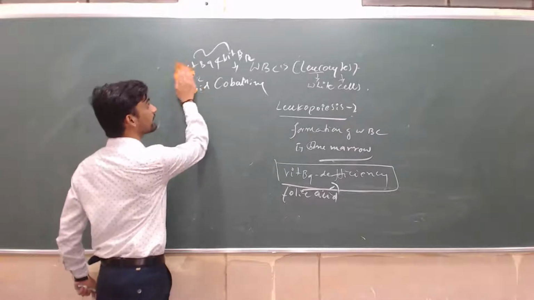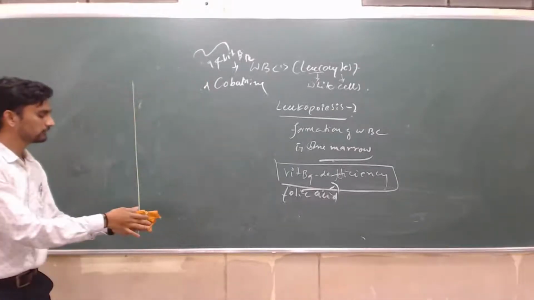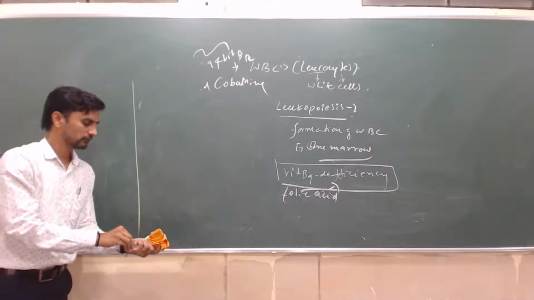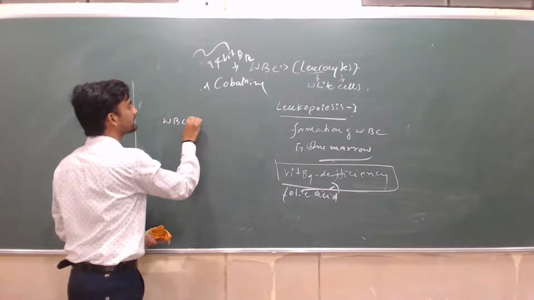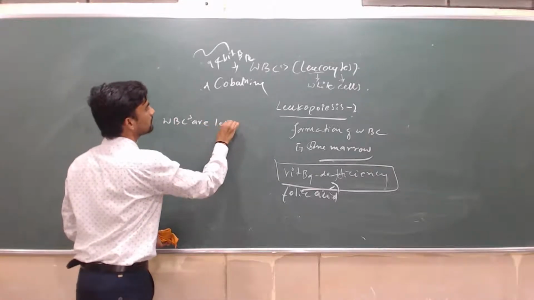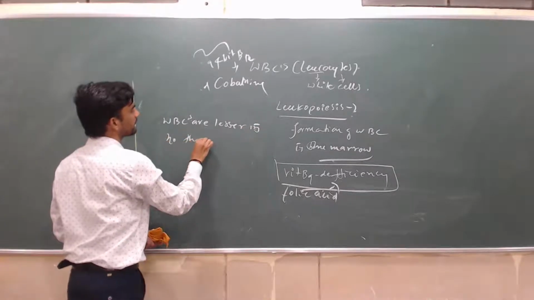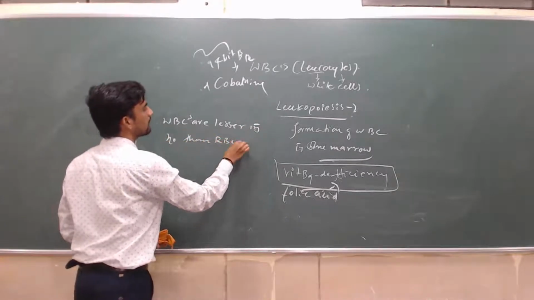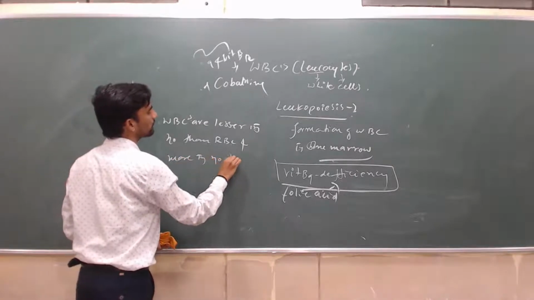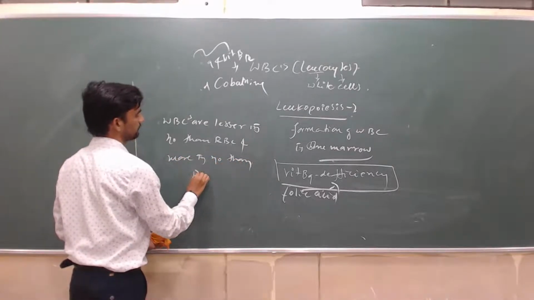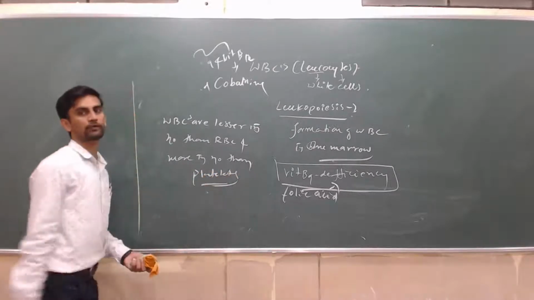And another very interesting thing you should remember. WBCs are lesser in number than RBC and more in number than platelets. This thing is also very important.